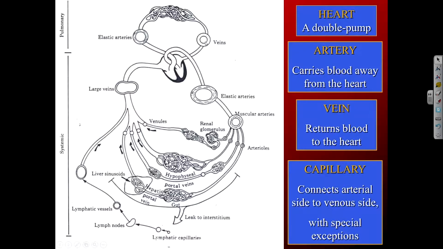You had a question? Pretty much, yeah. But it doesn't have red blood cells. It's just got lymphocytes for the most part. So, but yeah, it's more analogous to the venous system.